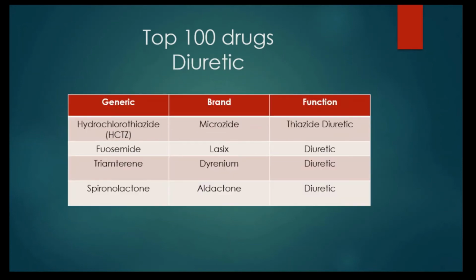We've got some diuretics, drugs such as hydrochlorothiazide, otherwise known as HCTZ. Brand name to that is Microzide. We've got furosemide, which is Lasix, triamterene, which is Diurenium, and spironolactone, which is Aldactone.